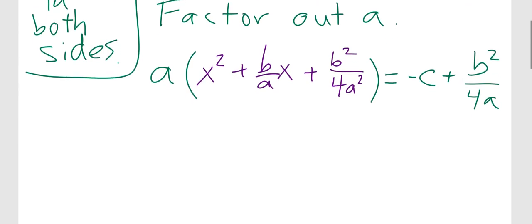Now, might I remind you how to factor? For instance, what we have right here is called a perfect square. Now, you don't realize it's a perfect square because it looks nasty.